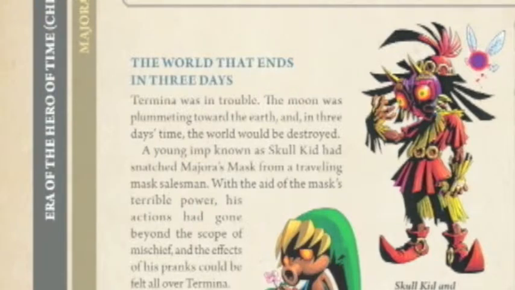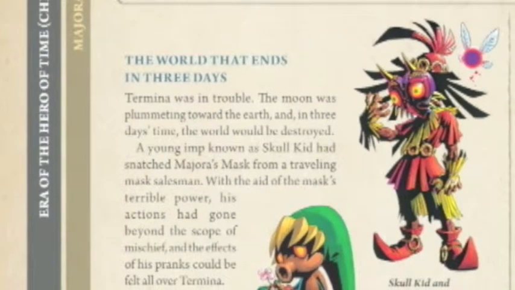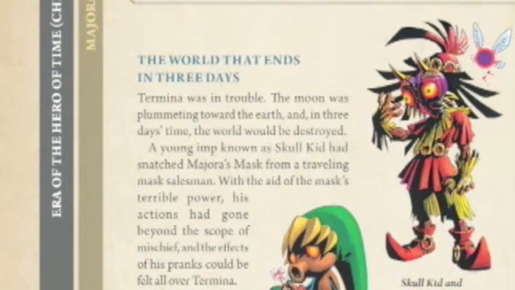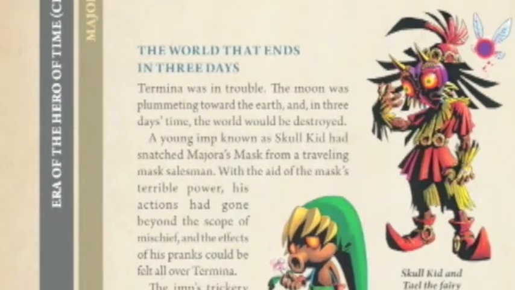The world that ends in 3 days. Termina was in trouble. The moon was plummeting towards Earth, and according to my theory, that is because Majora wants to destroy Termina and recreate it in her image, so she can gain a new army and defeat Hyrule. And in 3 days' time, the world would be destroyed.